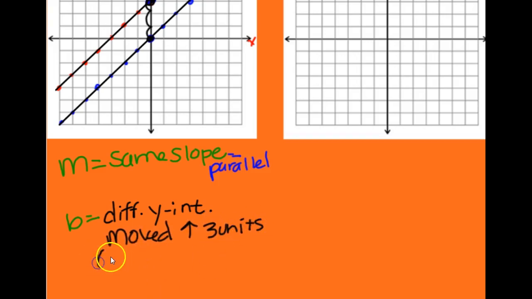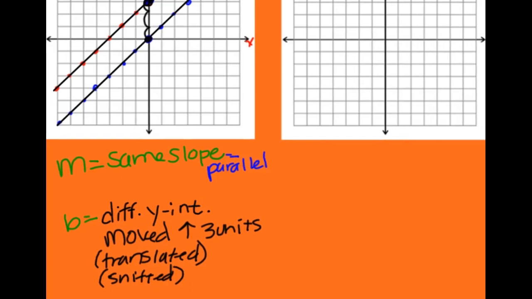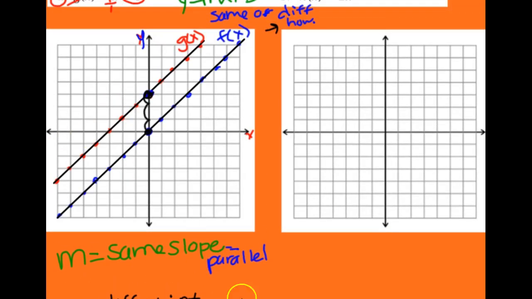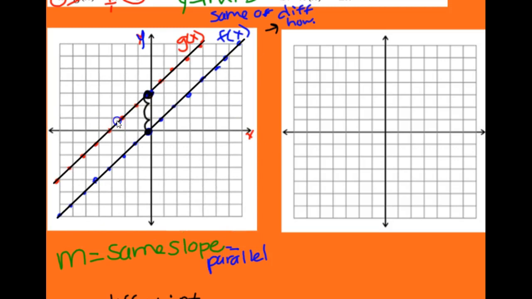Now, your book might use the word translated or shifted, but we can tell that all of those words mean that we're just moving our graph up 3 units. We're taking it from here and we're going up 1, 2, 3. It got moved up.